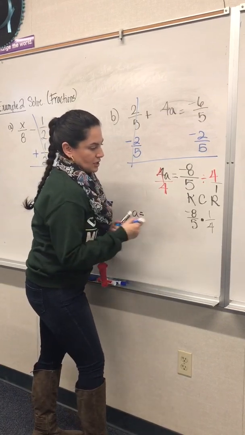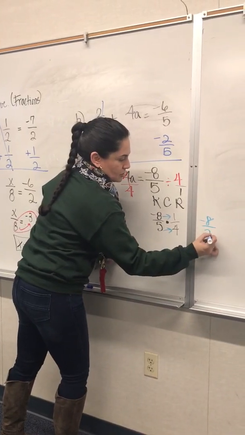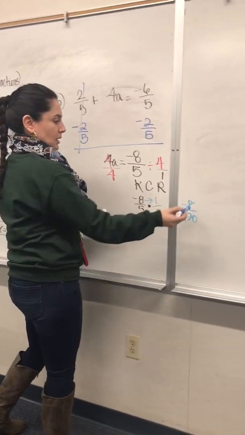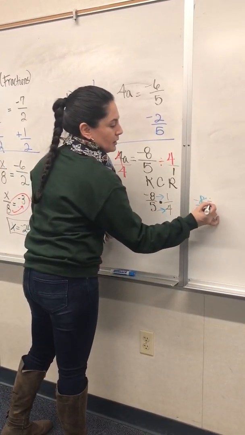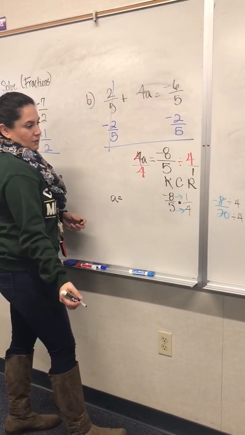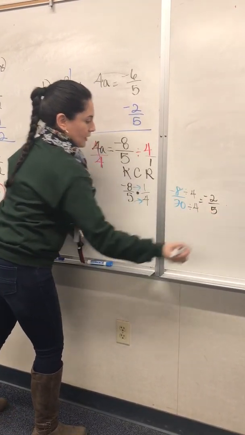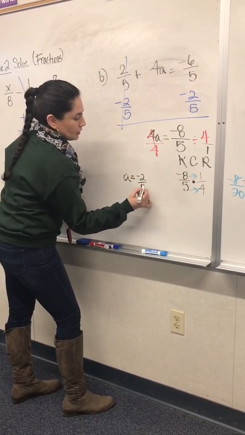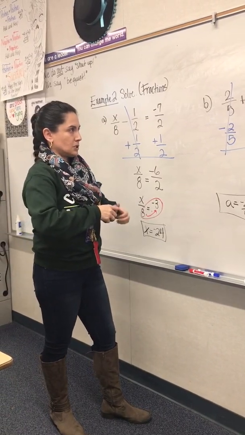Gonna multiply straight across. So I get -8 over 20. And then I need to simplify it. So what do they both have in common? The greatest common factor between both of them is 4. So I'm gonna divide the top and the bottom by 4. That leaves me with -2 over 5. So I go back over here, and a equals -2 over 5. And that's my final step for this particular problem.